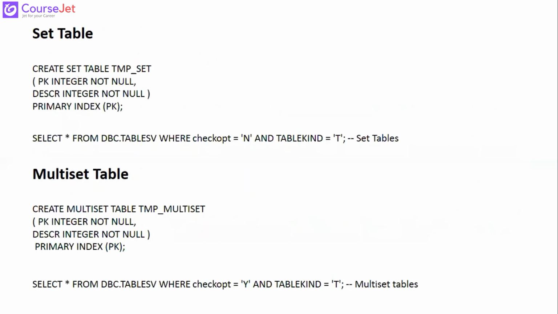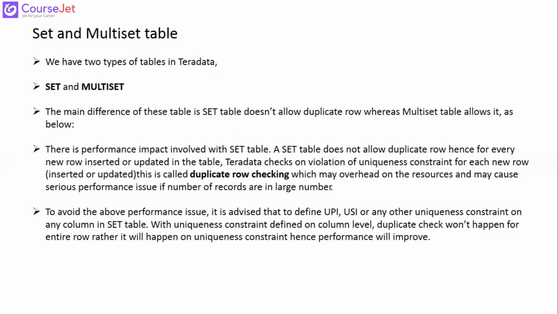But this multiset, how will that benefit, because that will allow duplicates, no? Yes, multiset will allow duplicates, but still you can use a unique primary index or unique secondary index to have unique values in those, right? Suppose you have an employee table and only the employee ID should be unique, because the employee name can be the same for two employees, but the ID differs. So in that case, we can have a multiset table with a unique primary index.